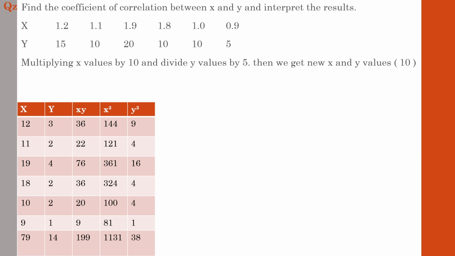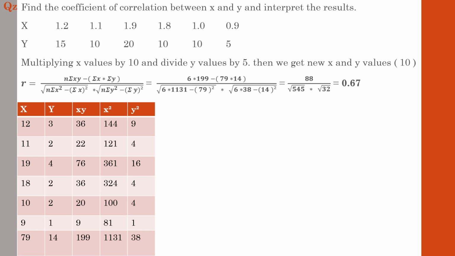In the shortcut method also there are two cases: one on the basis of assumed mean, another based on actual mean. You can use any method for finding the correlation coefficient between two variables. Once you have found x, y, xy, x square and y square, take their totals and substitute those values in the equation: r equals n sigma xy minus sigma x into sigma y, divided by root of n sigma x square minus sigma x the whole square, into root of n sigma y square minus sigma y the whole square. I hope you know this equation.